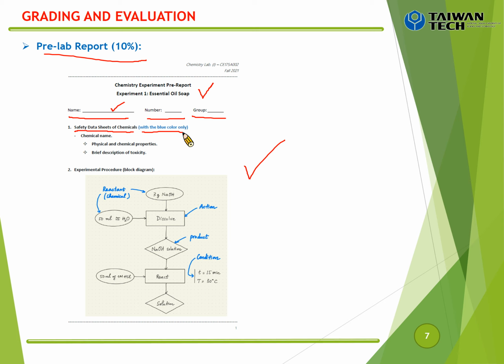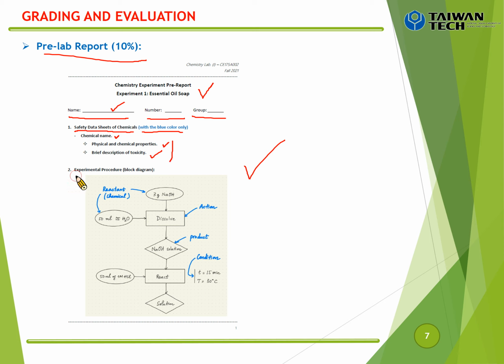the safety data sheet of the chemical with the blue color only. Later I will show you the part of the blue color, because for each experiment we have many chemicals, but you only need to find the information of the chemical with the blue color in my file only. So you need to write the chemical name, the physical and chemical properties, the brief description of the toxicity, okay?